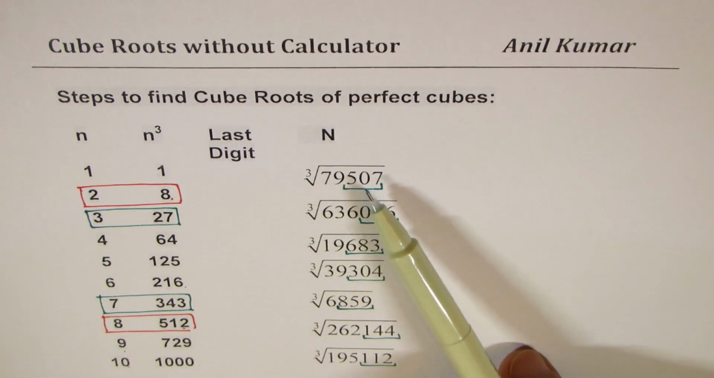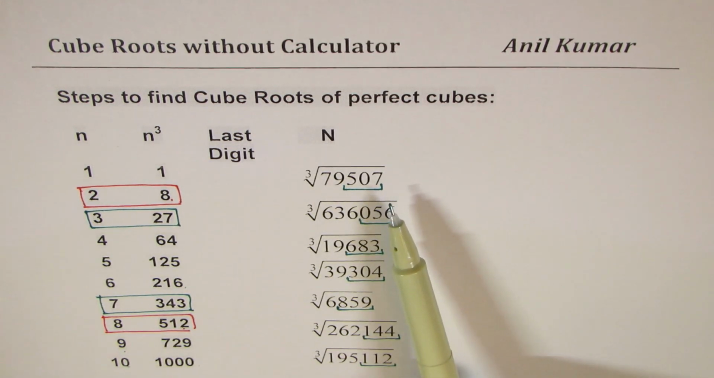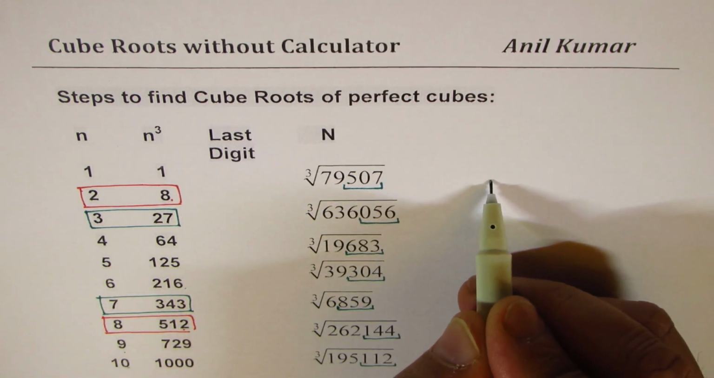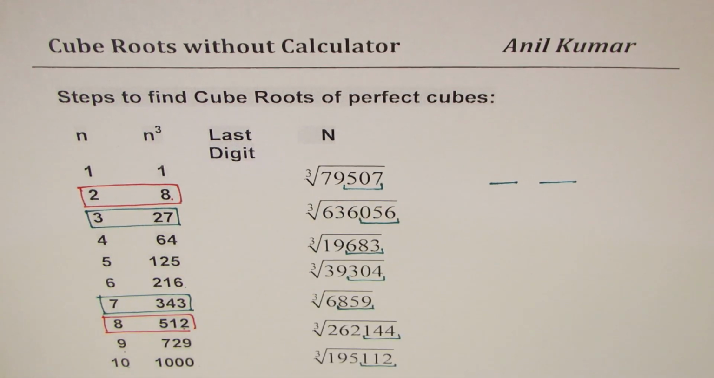The idea is to find the cube root of all these perfect cubes. We'll do it in a minute. No time taken. How do we do it? Now, most of these numbers which I've taken are 2-digit numbers. I mean, their cube roots are 2-digit.